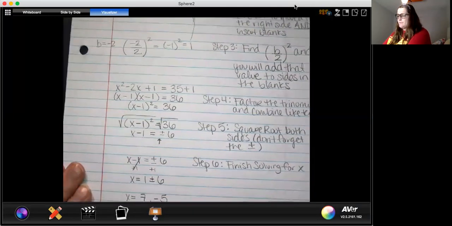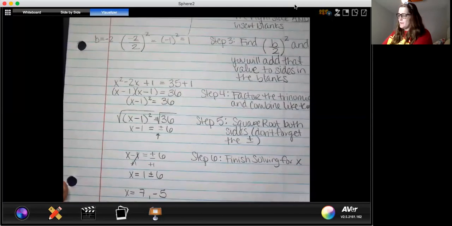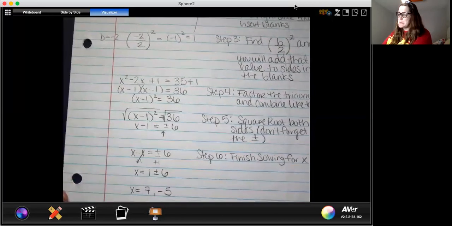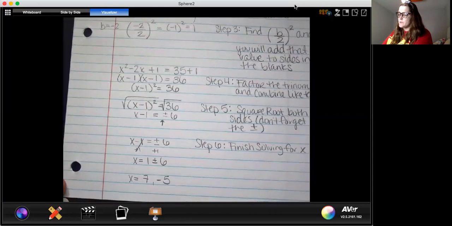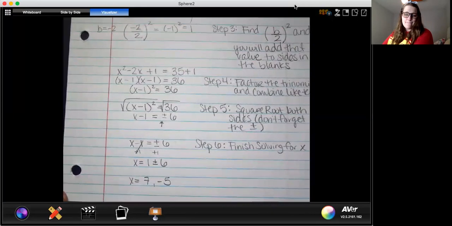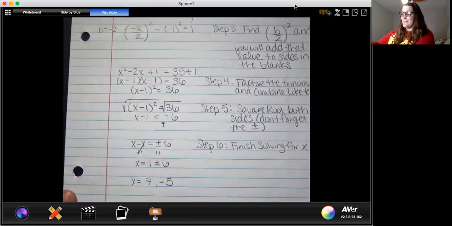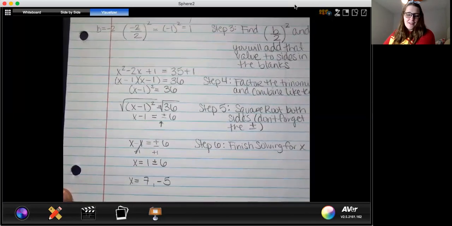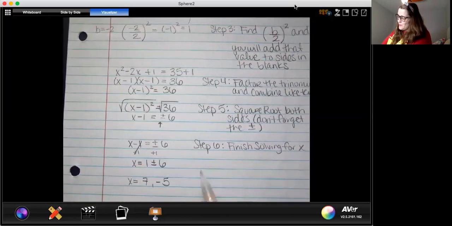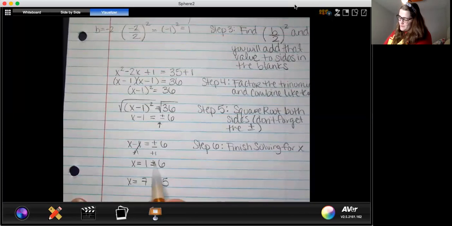I'm sorry. It's right there at the edge of the paper. Sorry, I have my lamp up there. I don't want it to knock over. Okay, so I finished solving.